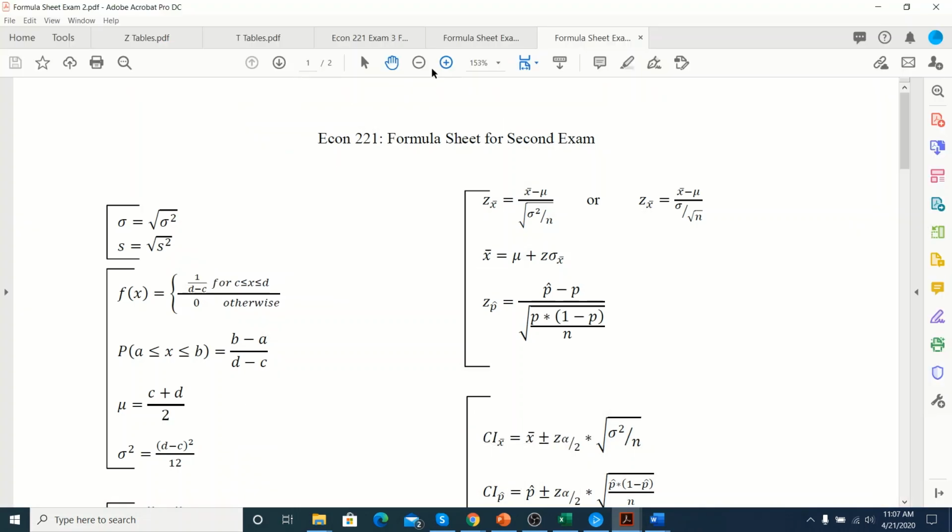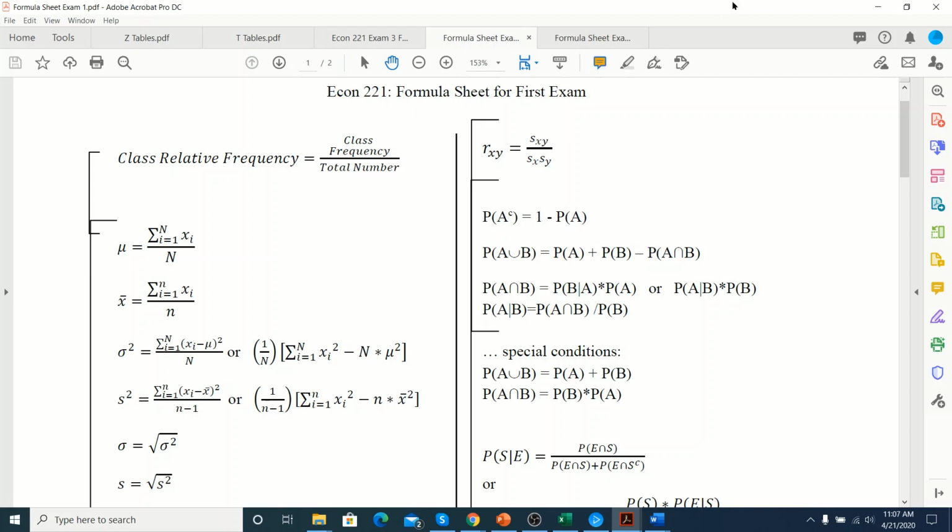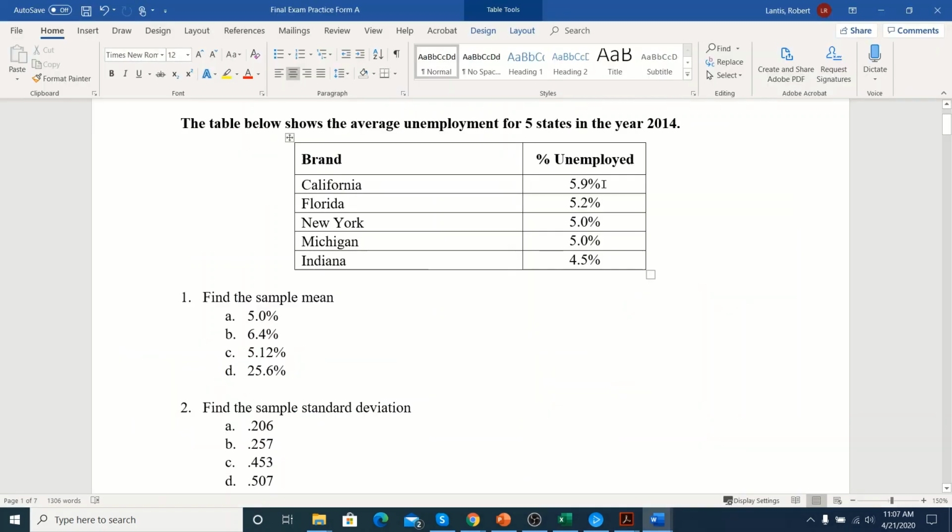If I go back to my very first formula sheet, the mean is you add up all the values and divide by the number of values you have. So here, 5.9 plus 5.2 plus 5 plus 5 plus 4.5, divide that by 5. Now, what has to be true is that the mean has to be somewhere in the range of these values. So it has to be somewhere between 5.9 and 4.5. If I even just look at these, only A and C even fit that criteria, right? And I think if I actually work this out, the answer ends up being C, okay? But B and D, those are larger than even the largest observation I have, so there's no way that could have been my mean.